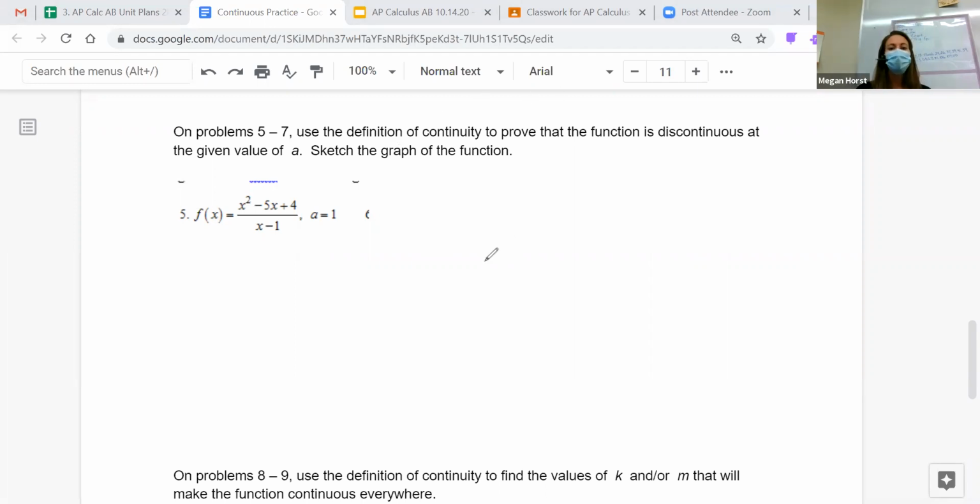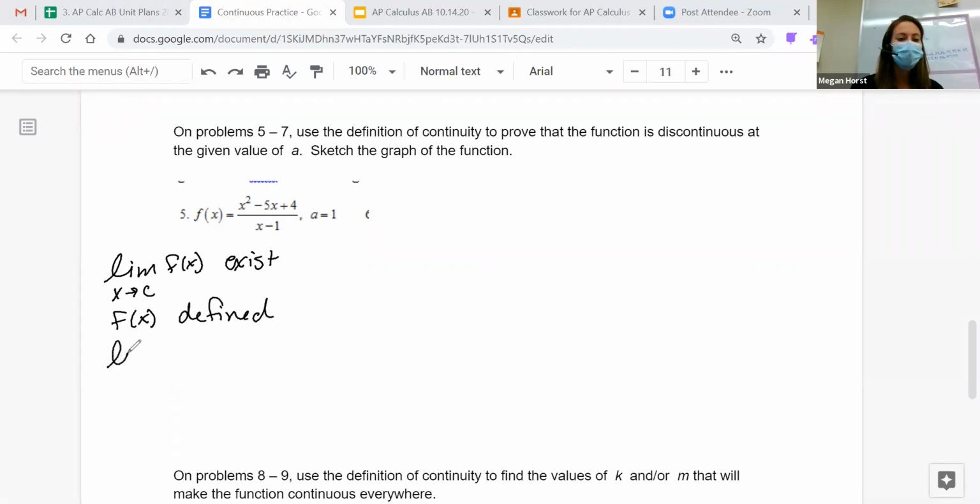All right, so we need to use the definition of continuity. So I'm just going to go ahead and write that off on the side. That means that my limit as x approaches some c value of f of x needs to exist. So that's condition 1. Condition 2 is that f of c needs to be defined. So there needs to be a value for that. And finally, the limit as x approaches c of f of x must equal whatever f of c is.